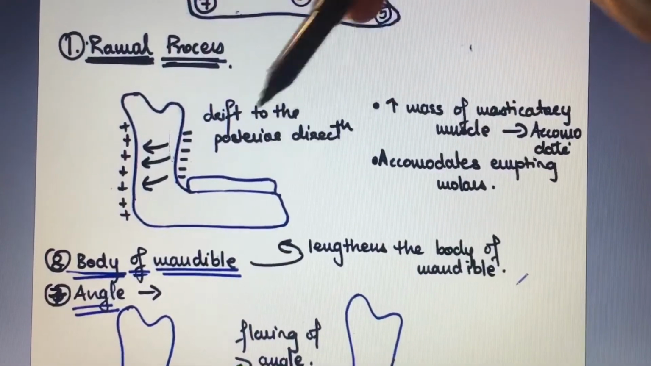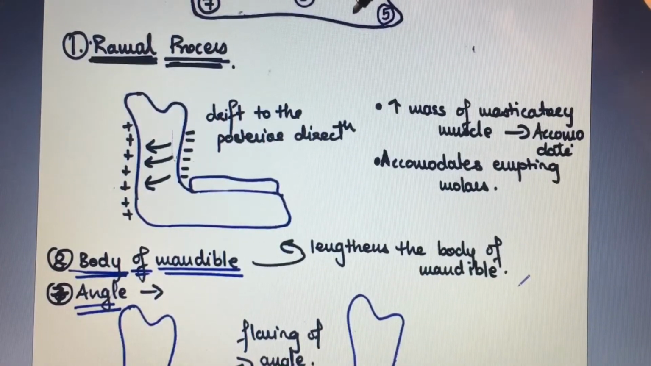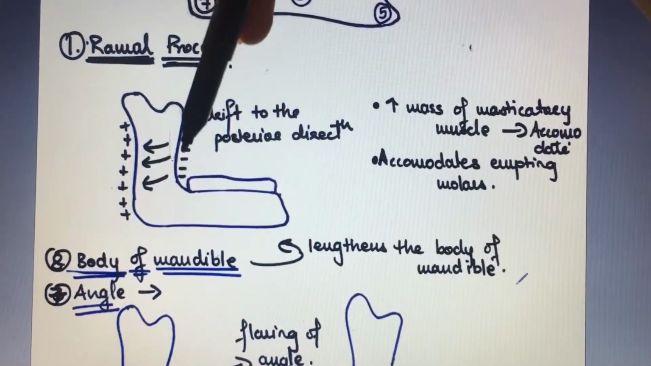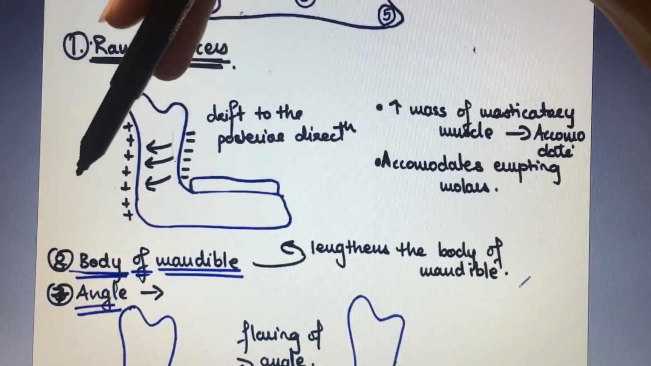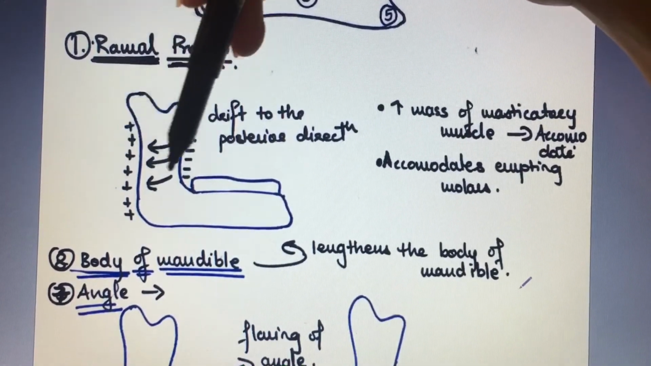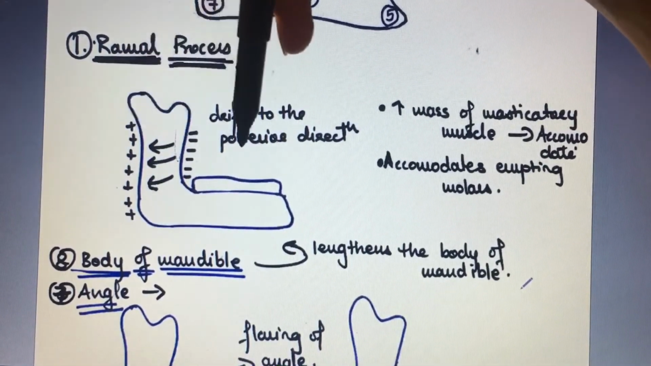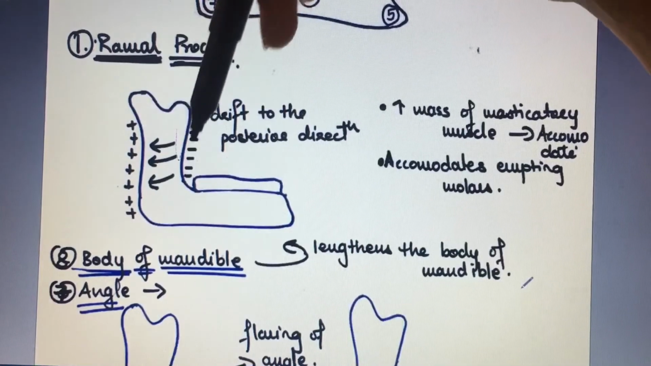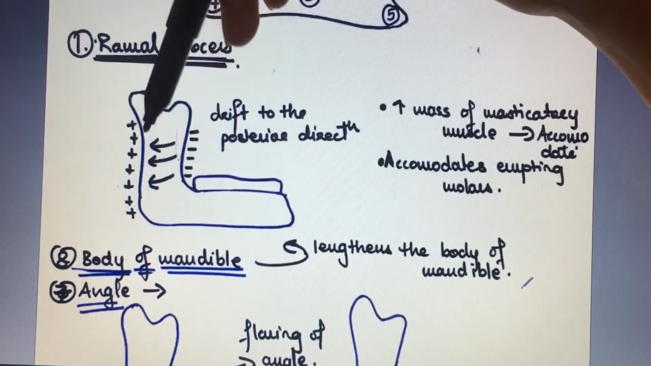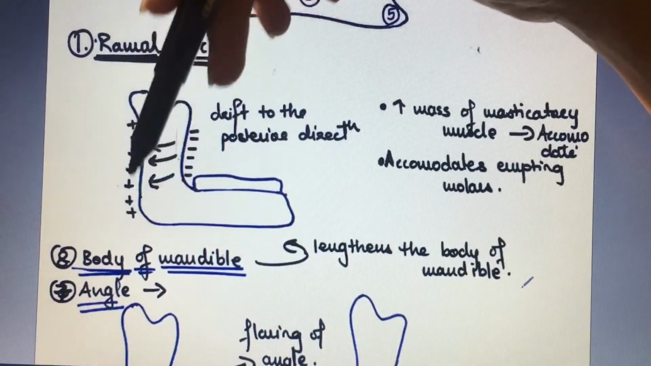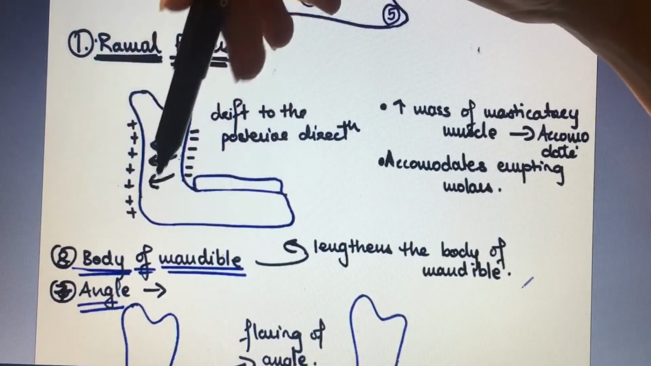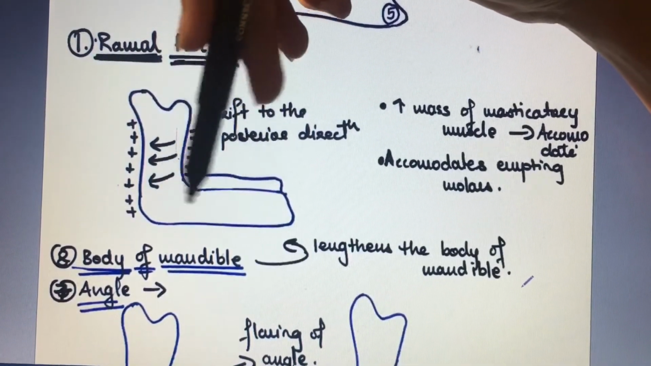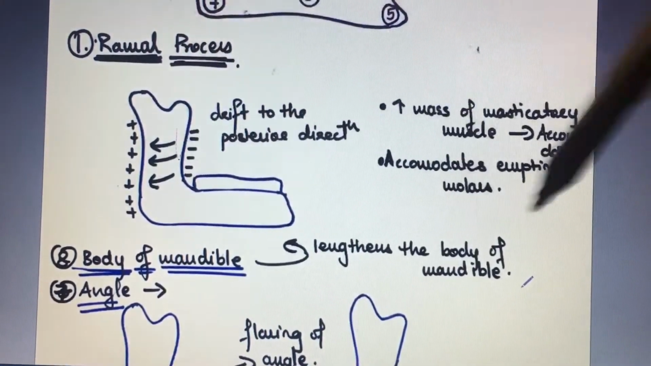So the second one is the body of the mandible. As you saw in the previous diagram, this portion was the body of the mandible. Now how does the body of the mandible grow? It grows posteriorly. As the ramus of the mandible grows posteriorly, the body of the mandible also lengthens in size. As observed earlier, the anterior border of the ramus showed resorption, whereas the posterior part showed deposition. This causes the displacement of the ramus posteriorly, which indirectly causes the elongation of the body of the mandible.